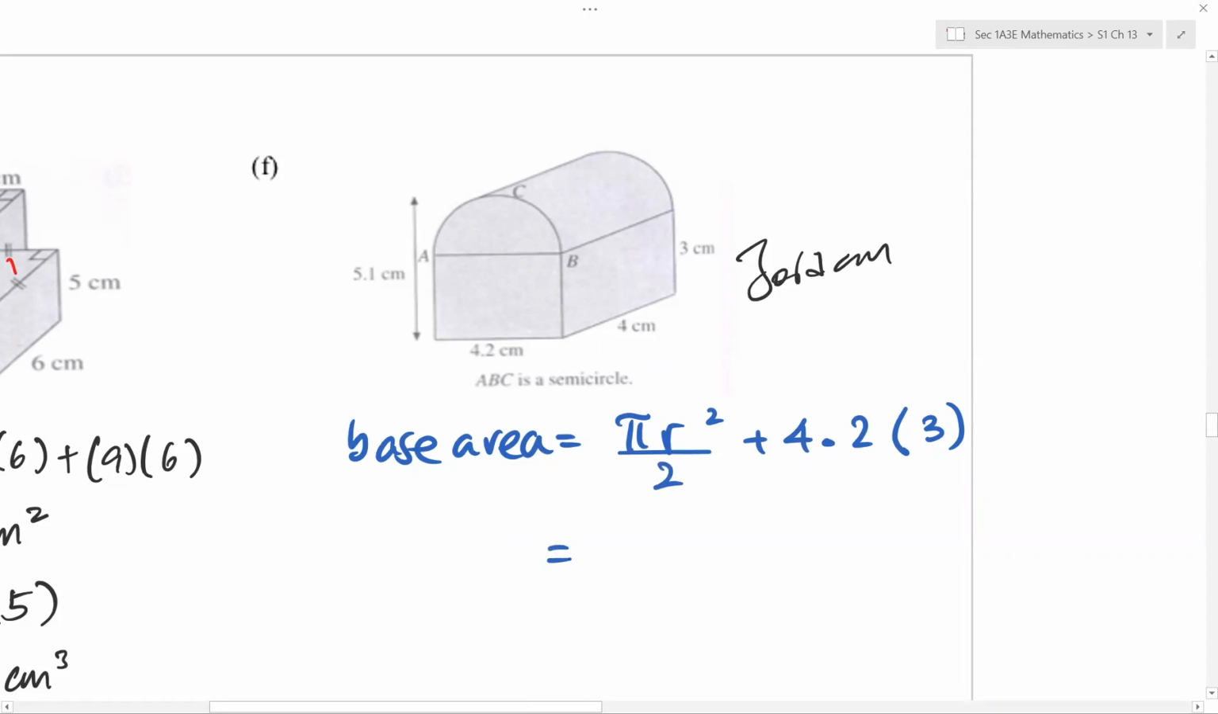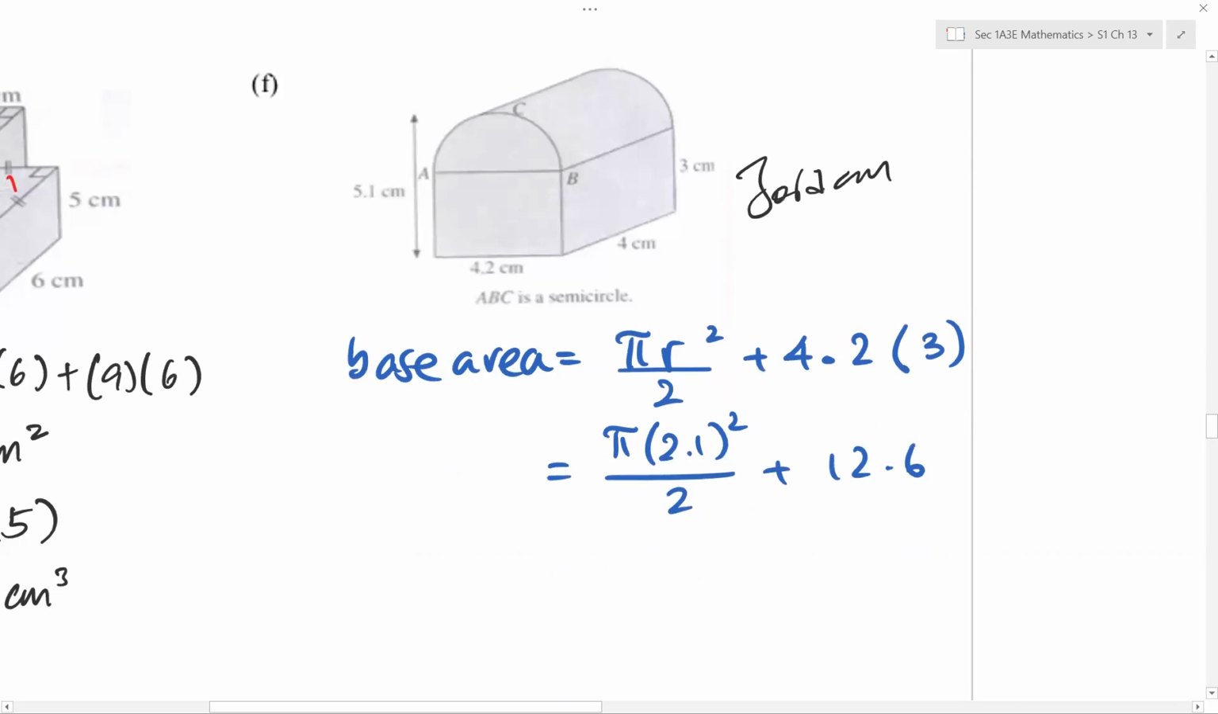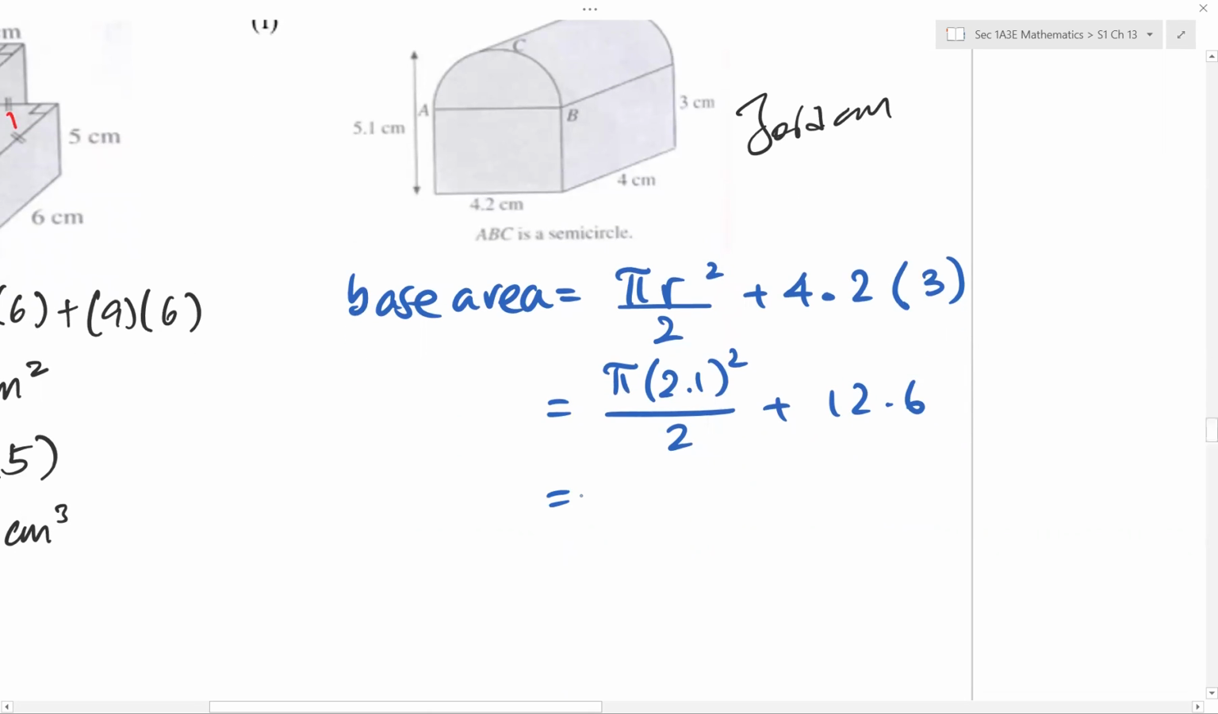Fill in the relevant information. Pi, what is your value for radius? 2.1 squared over 2 plus this is 12.6. Okay, so 2.1 squared divided by 2.